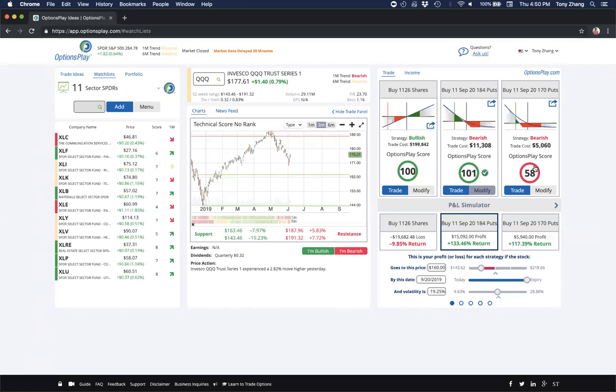So this is really where you can utilize our tools to not only see how these strategies perform when the markets move lower, or if it stays exactly where it is, and more importantly, what happens if the markets move higher? How much money do I make? How much money do I lose?